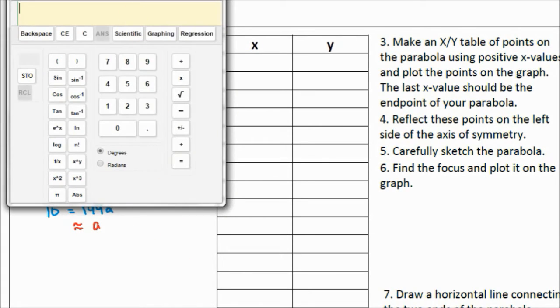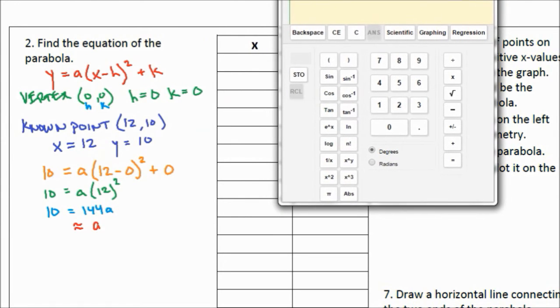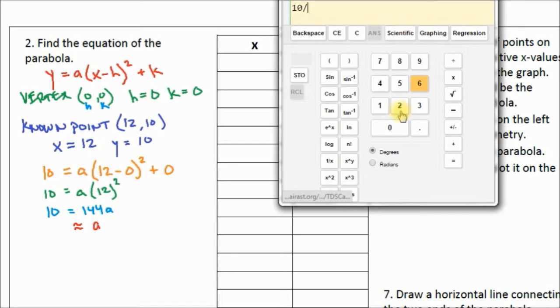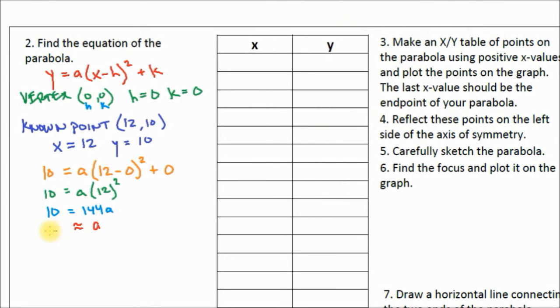Let's go ahead and put this in our calculator. So we got 10 divided by 144, and that equals 0.0694. We're going to round this to 4 decimals. So 0.0694. I don't like that first 0. Let's fix that. Oops, let's just fix the whole thing, I guess. So there's our a value.